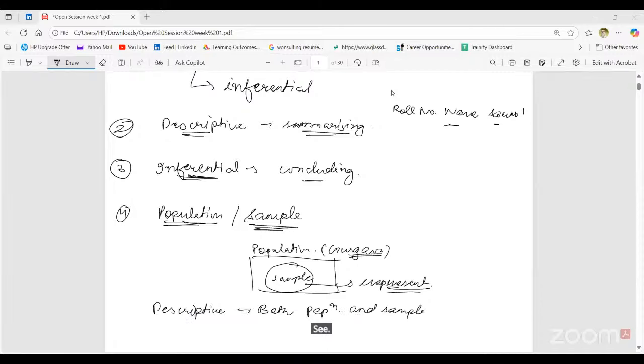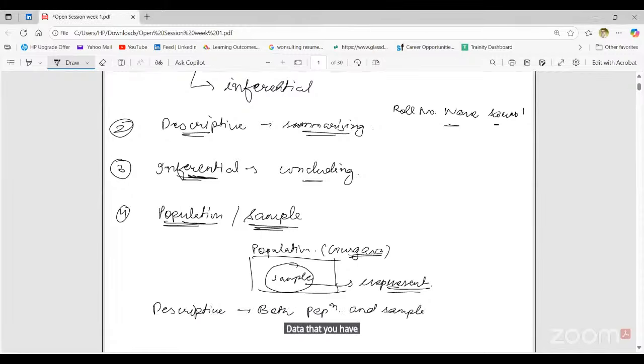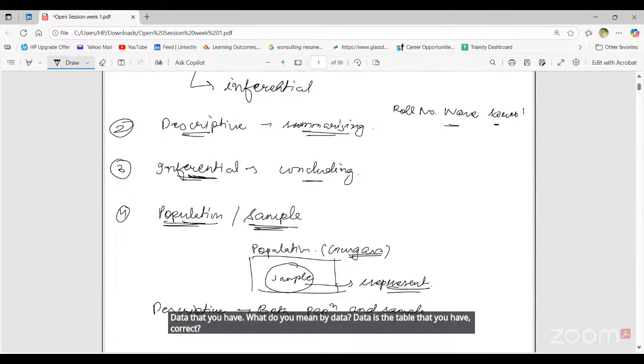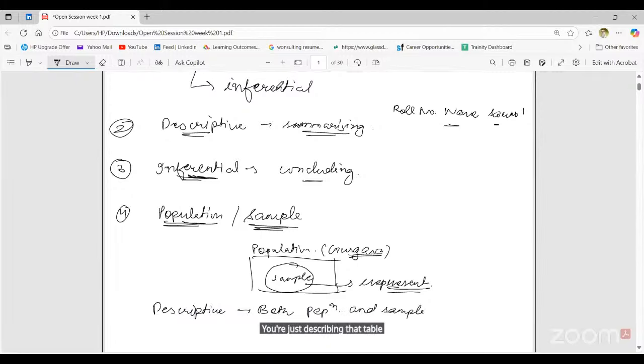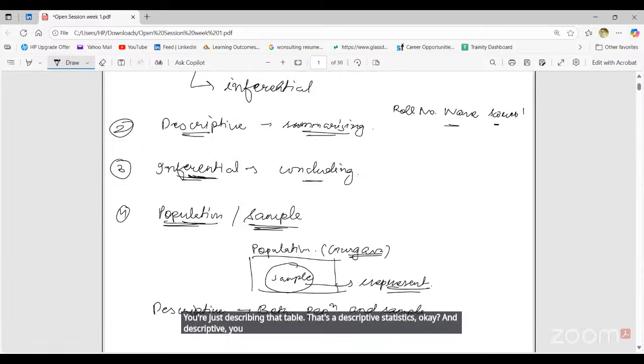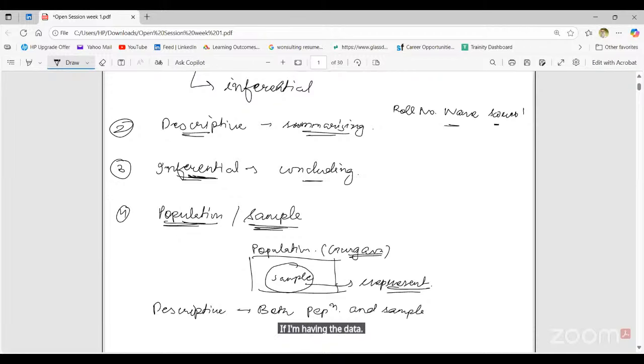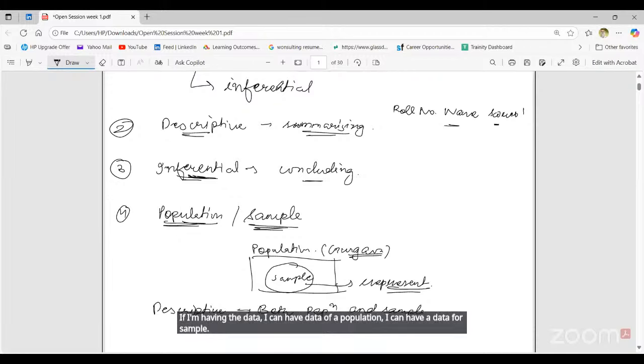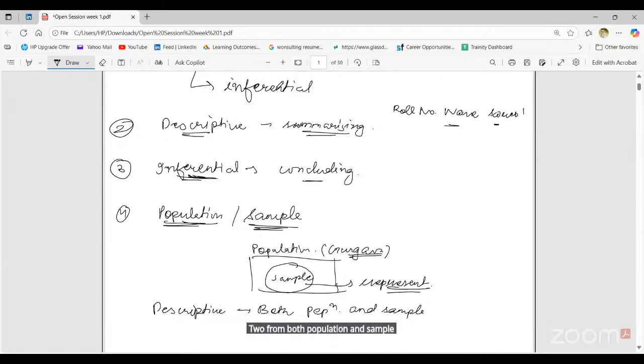See, that's what I told you. Basically, descriptive is you are just describing the data that you have. What do you mean by data? Data is the table that you have, correct? You are just describing that table. That's descriptive statistics, okay? If I'm having data, I can have data of a population, I can have data of a sample. So for both population and sample, I can have descriptive statistics, okay? This thing is clear?